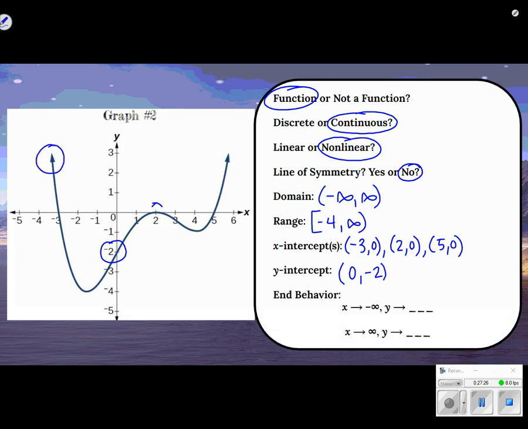All right, now we're ready for end behavior. Look on the left side because that's what goes to negative infinity. My y values are headed up to positive infinity. Look at the right side. That's where x goes to positive infinity. My y values are headed up to positive infinity.